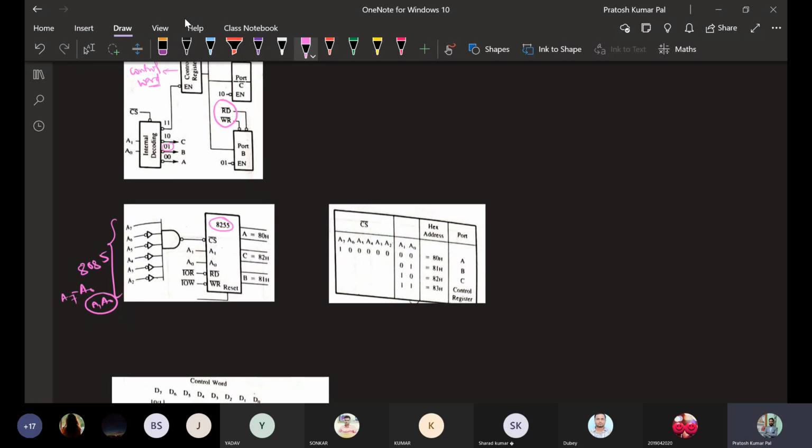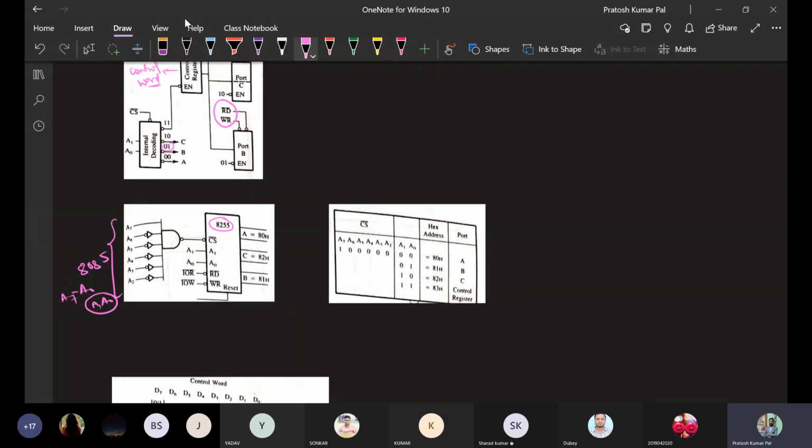A0 and A1 will have different configurations: 0 0, 0 1, 1 0, and 1 1. And the rest of the address lines of 8085 will be used for chip selection. So the chip selection logic will be decided by this.